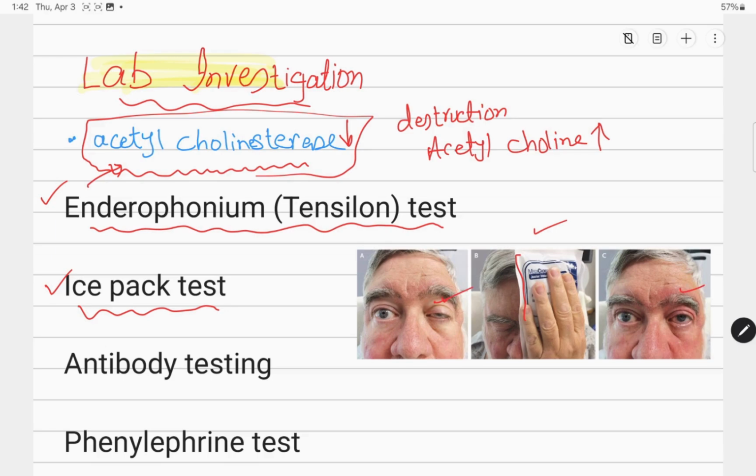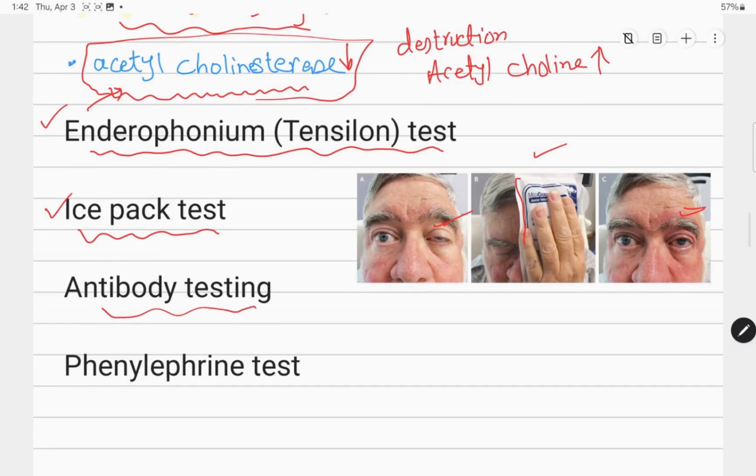As you can see, there is ptosis present there. Then antibody testing, because in myasthenia gravis the antibodies are formed against the acetylcholine receptors, so we can check for the antibodies also. The other test is the phenylephrine test. The phenylephrine test is used in case of Horner syndrome, because in Horner syndrome the sympathetic outflow is affected. Phenylephrine is a sympathomimetic, so if the ptosis occurs due to Horner syndrome and we give phenylephrine, the ptosis will disappear.